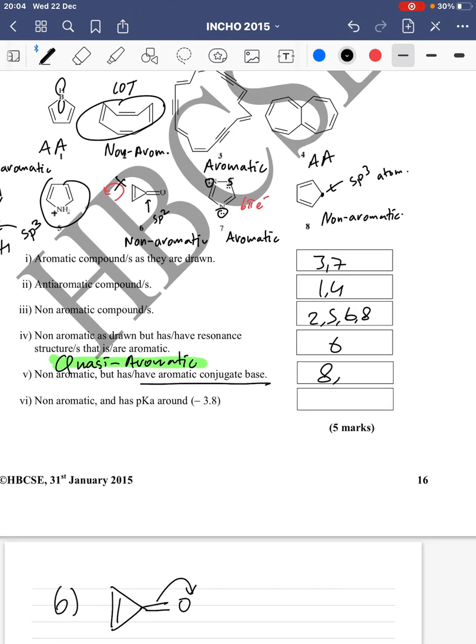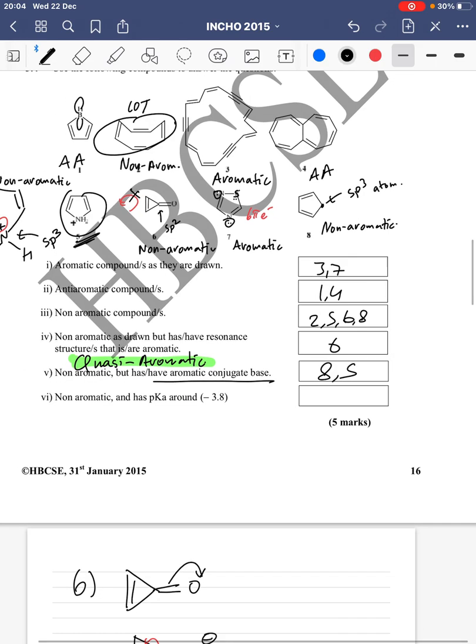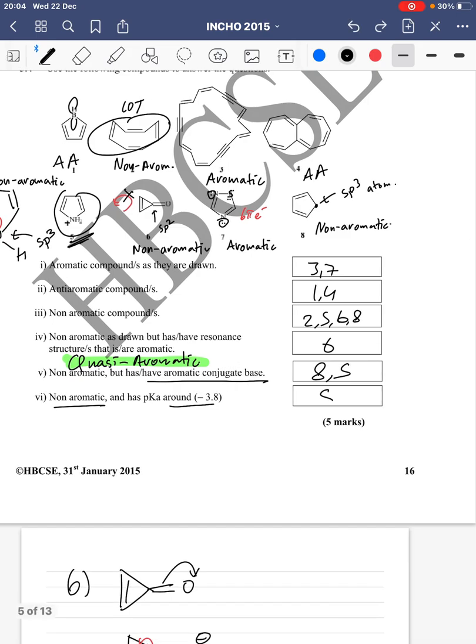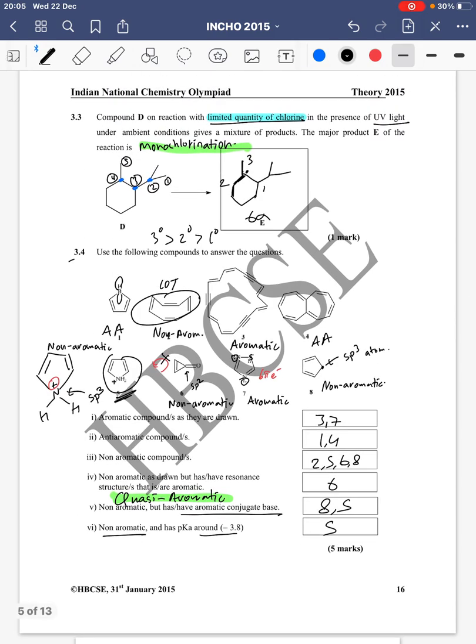And let's see if there is another one which can form an aromatic conjugate base. So the 5th one also can form an aromatic conjugate base by having a negative charge at this nitrogen atom. Now let's see, the 6th question is non-aromatic and pKa around minus 3.8. So basically pKa is around minus 3.8, so it's highly acidic, and the only one that is highly acidic, which can form the aromatic conjugate base, would be 5. So this should be our answer for the 3.4th part, and I think this should be clear how we got the answers.